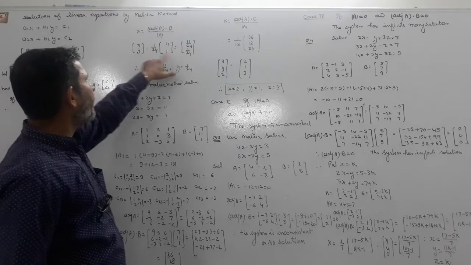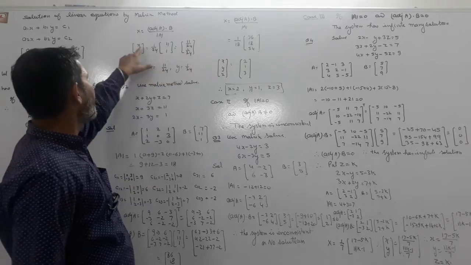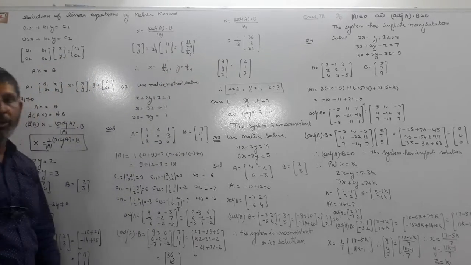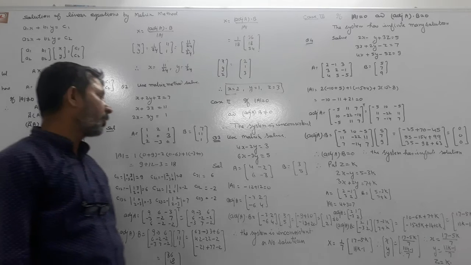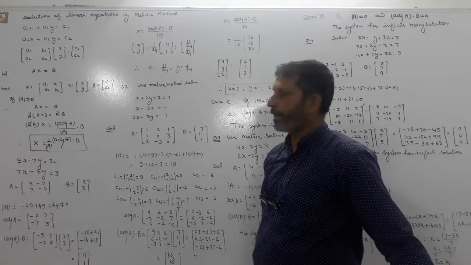Now we equate these two matrices: first equals first and second equals second. Then x equals 11 by 24 and y equals 1 by 24. This is the solution, and this method is known as the solution of linear equations by the matrix method.